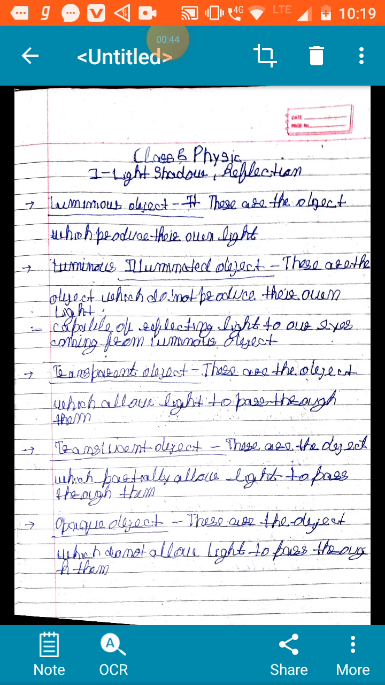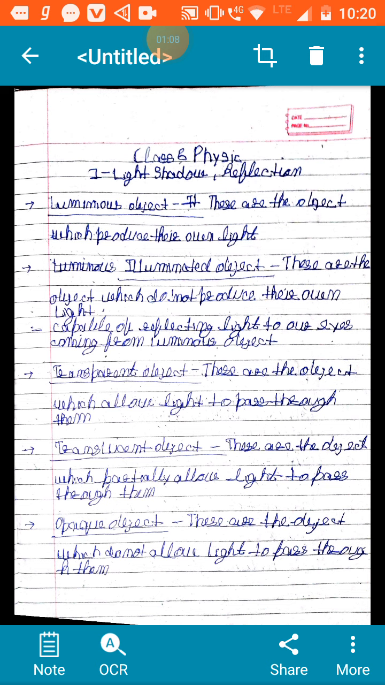Luminous object: these objects produce their own light. Non-luminous object: these are objects which do not produce their own light, but are capable of reflecting light to our eyes that is coming from a luminous object.